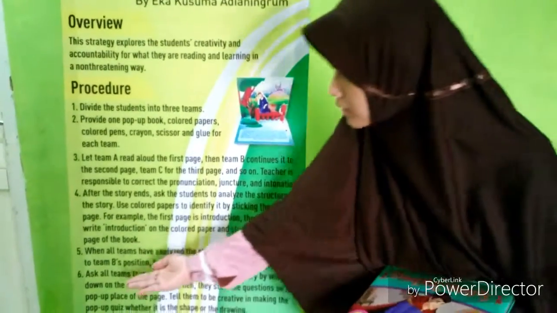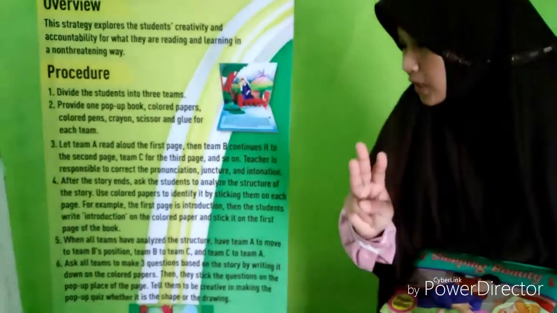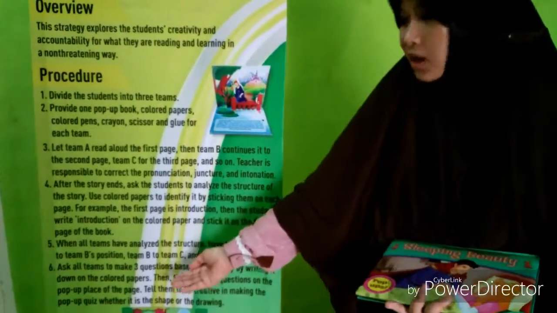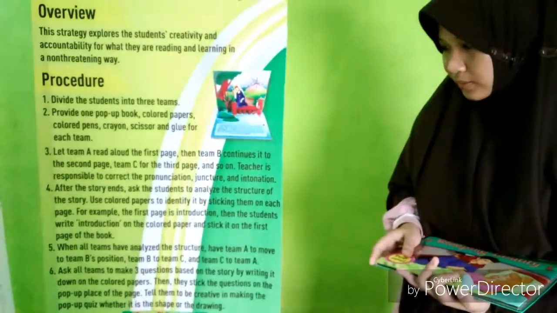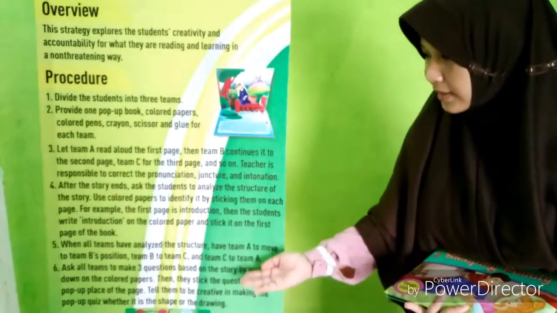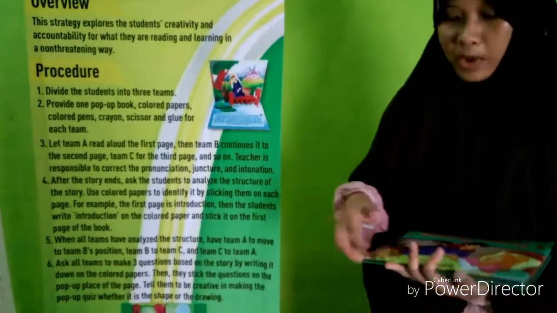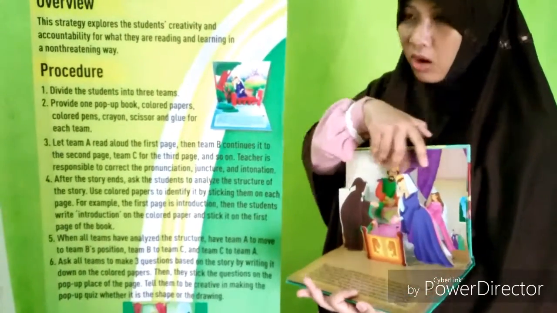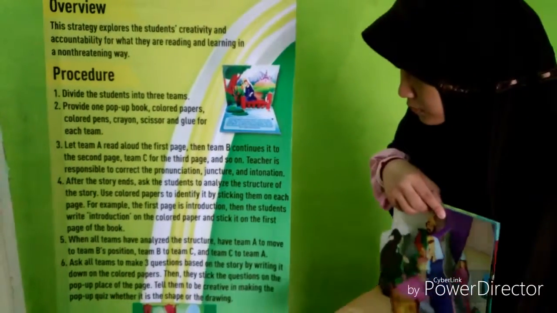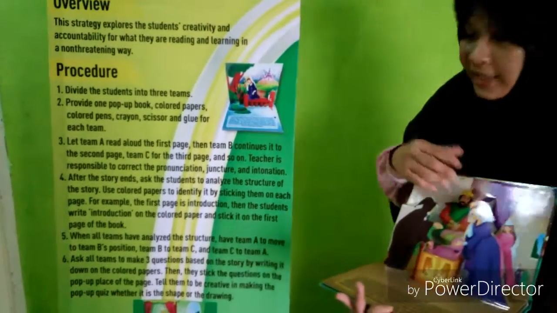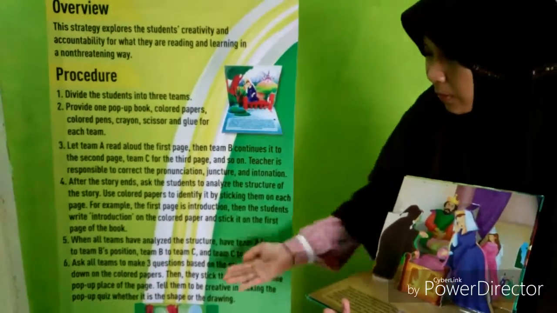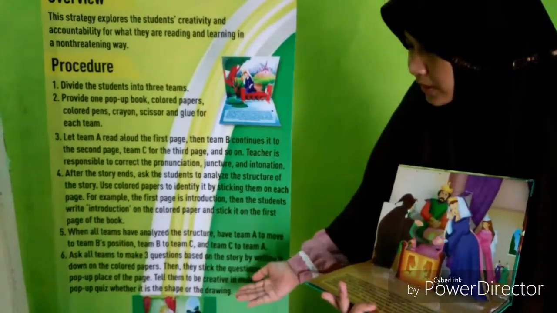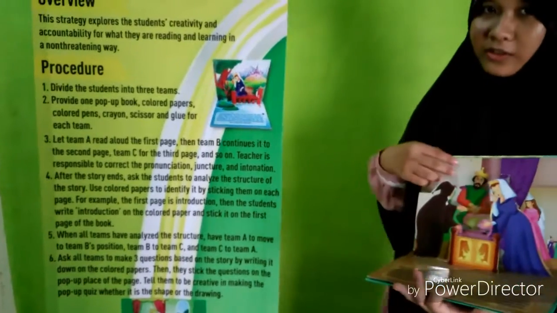After that, ask all teams to make 3 questions based on the story by writing them down on colored papers. Then they stick the questions on the pop-up place. This is the pop-up place. So they will create their own pop-up quiz on colored papers, and stick the questions on the pop-up place, just like that. Tell them to be creative in making the pop-up quiz, whether in the shape or the drawing.